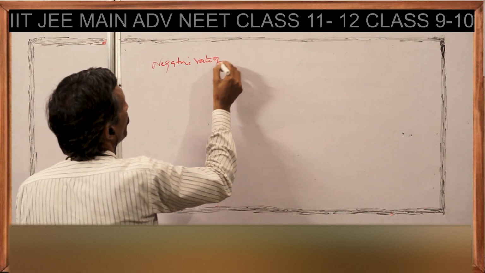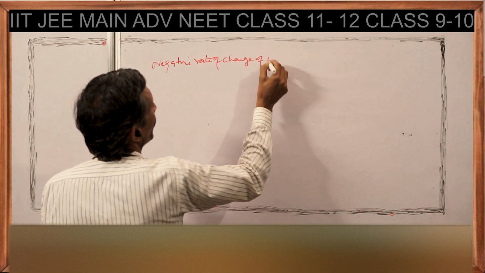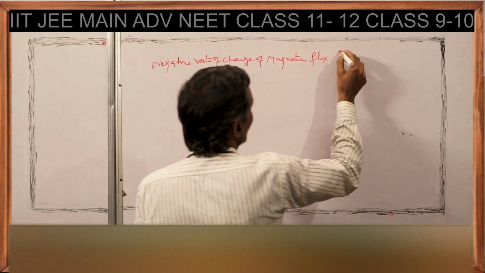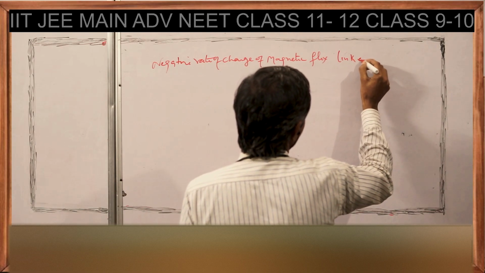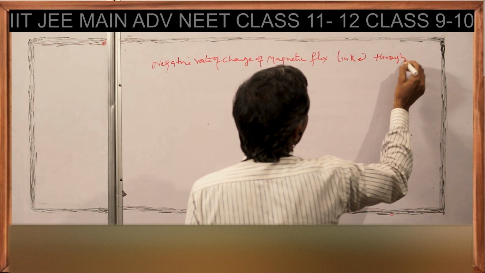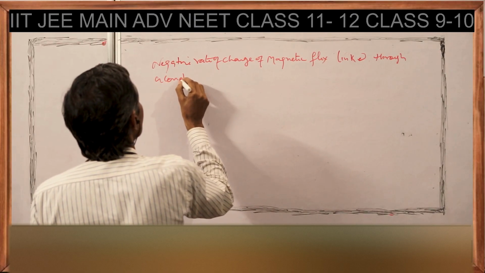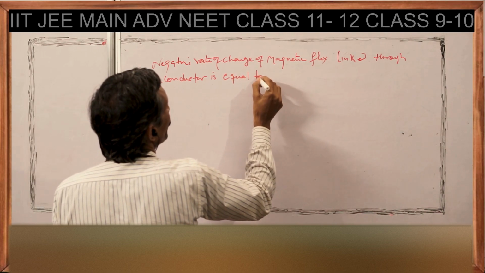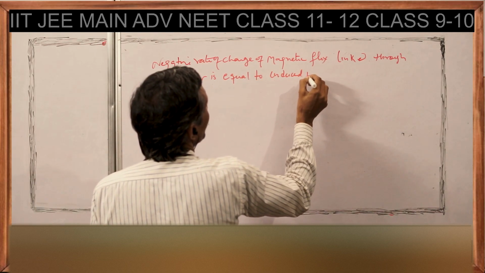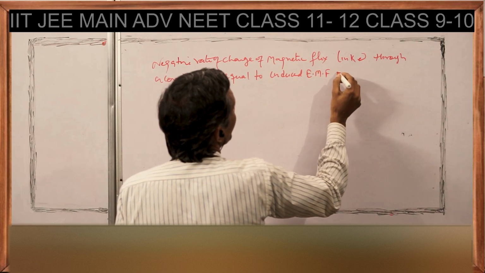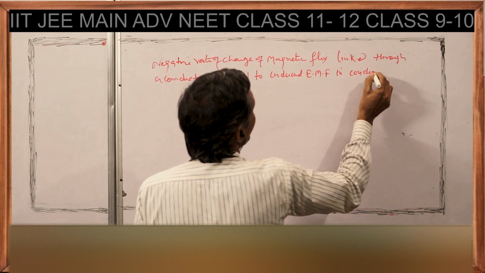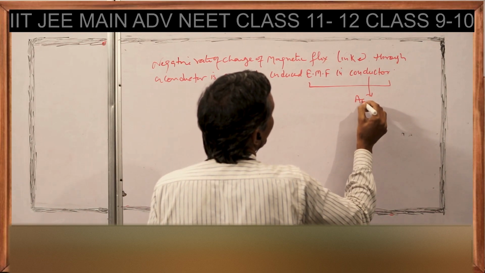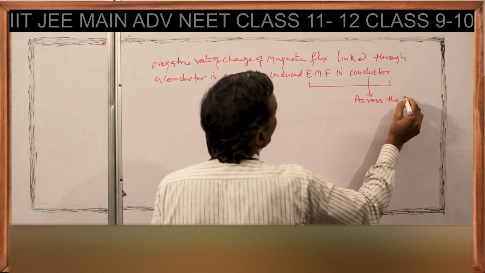rate of change of magnetic flux linked through a conductor is equal to the induced EMF in the conductor. And the other word may be across the conductor. Here we can say across the conductor.